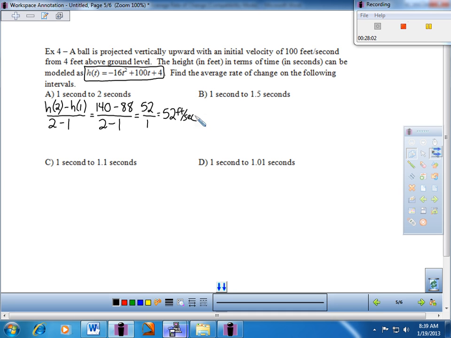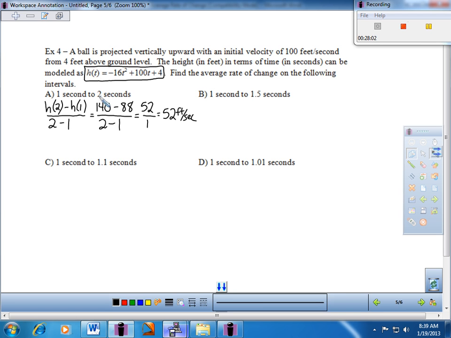Now here's the key question, just from a conceptual standpoint of what it means to be an average rate of change. Does it mean that the ball is traveling 52 feet per second constantly all the way through that interval? No, absolutely not. What it means is, though, on average, the ball is traveling 52 feet per second on this interval. It doesn't mean it's traveling at that speed all the way through. It just means on average.